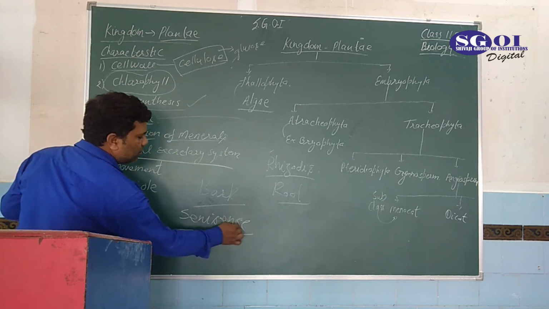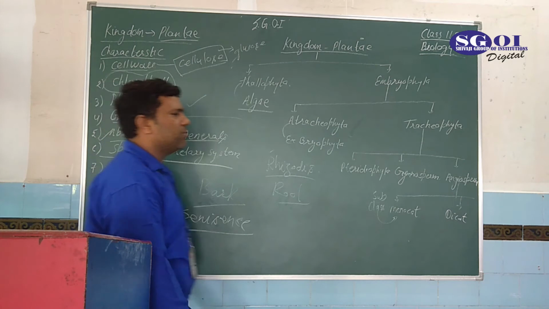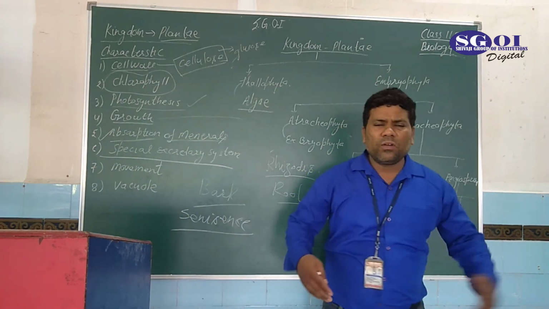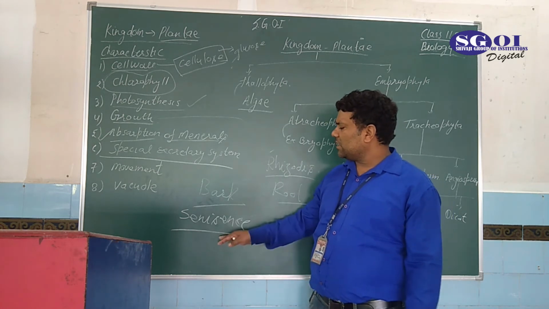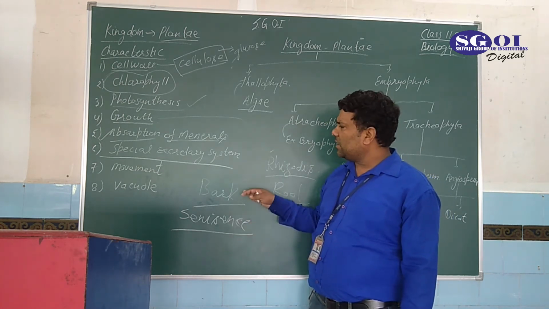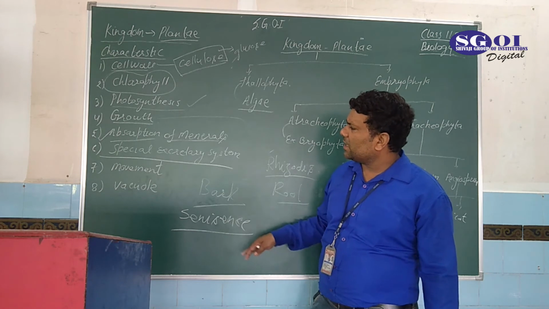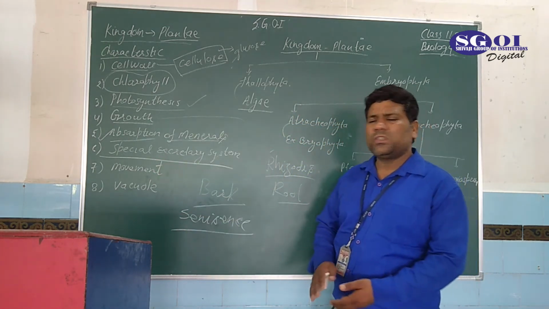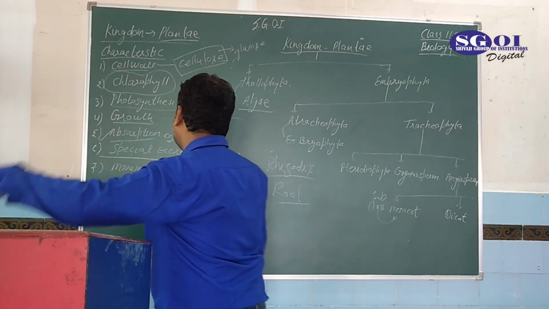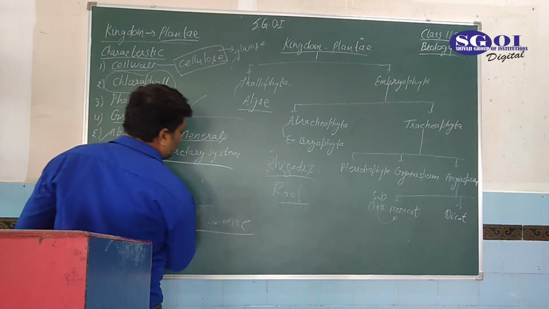This process also takes place. What is senescence? Senescence is the falling down of a leaf of a plant. So with the help of these two processes, plants excrete their waste products from the body. These are the special excretory systems found in plants.